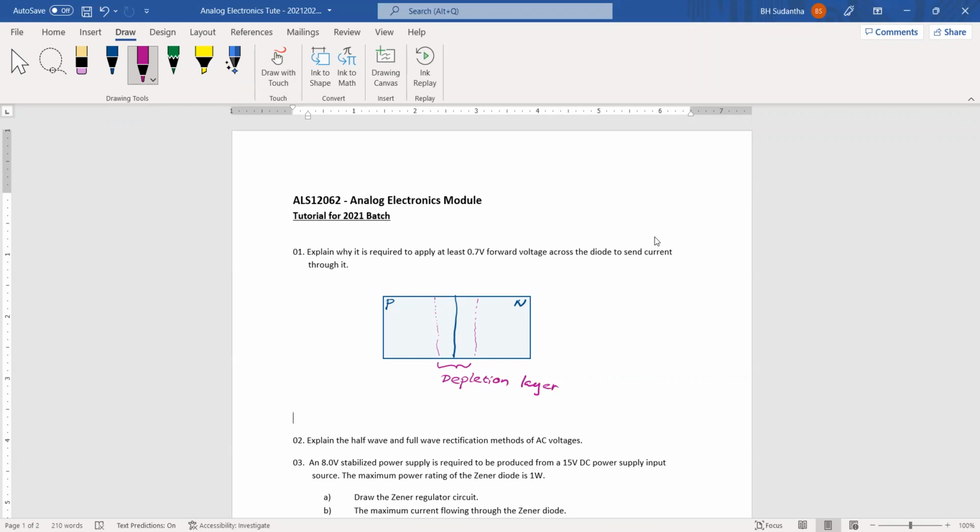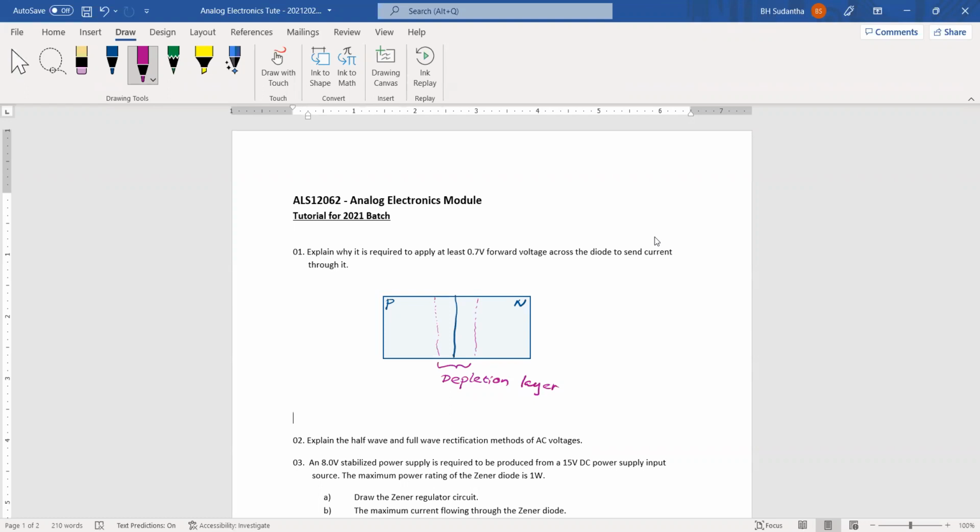Then the question is asked, why do we need 0.7 volt voltage across the diode to send current through it? Actually, to send the current through it, the diode should be forward biased. Then definitely we need forward bias, 0.7 voltage across the diode. But we have to tell why it is required.